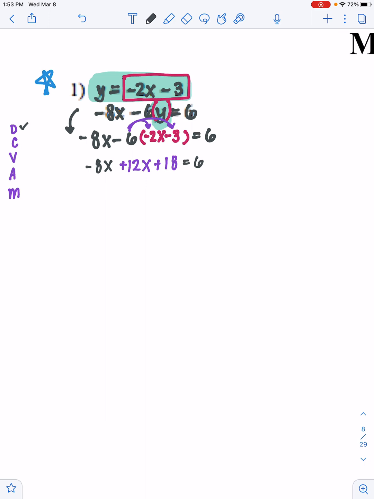After distribution, we should combine like terms. So in this case, I see a negative 8x and a positive 12x combined to give us 4x. Let's bring down the rest of the equation. I always ask you guys this, how come I cannot combine 18 and 6? Because some people do. We cannot combine them because they're not on the same side of the equal sign, right? So one other suggestion for those of us who struggled with that was draw a squiggly line down your equal sign. You cannot combine like terms on opposite sides of the equal sign. All right, that was C.